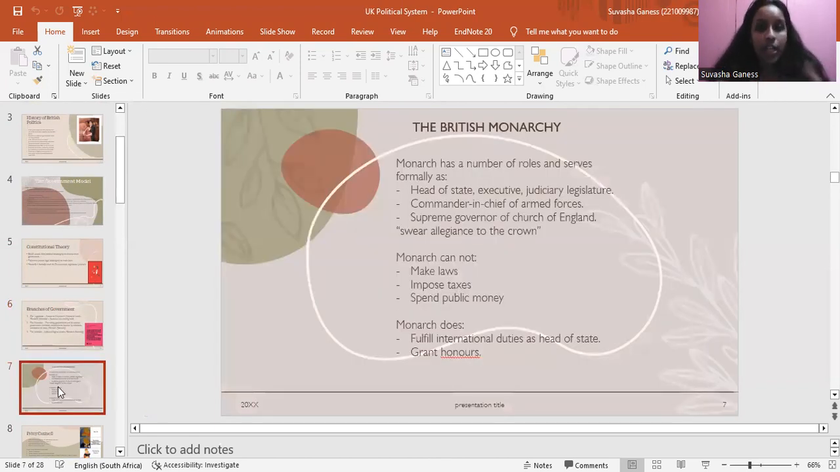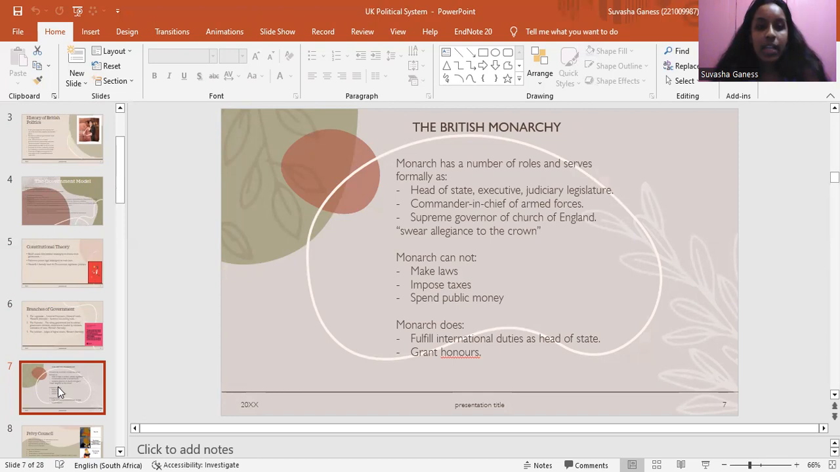Okay, so the British monarchy. The monarch has a number of roles and serves formally as the head of state, executive, judiciary, and legislature. They are also the commander-in-chief of the armed forces, and the supreme governor of the Church of England, and people swear allegiance to the crown. The monarch cannot make laws, impose taxes, or spend public money, but they do, however, fulfill international duties as the head of state and grant honors.